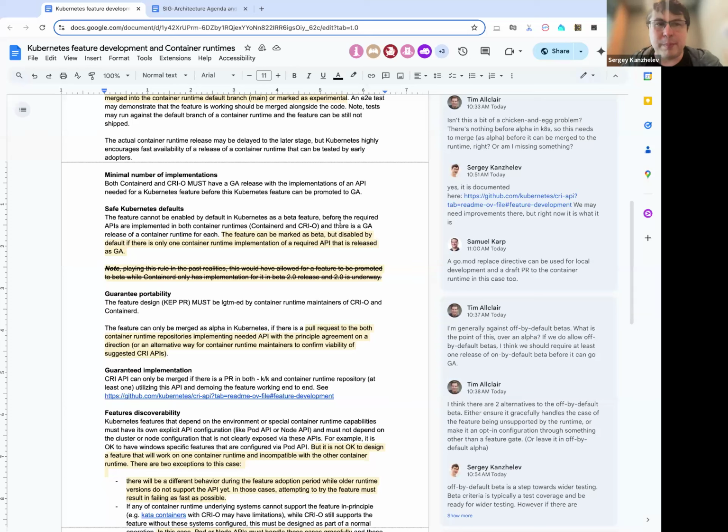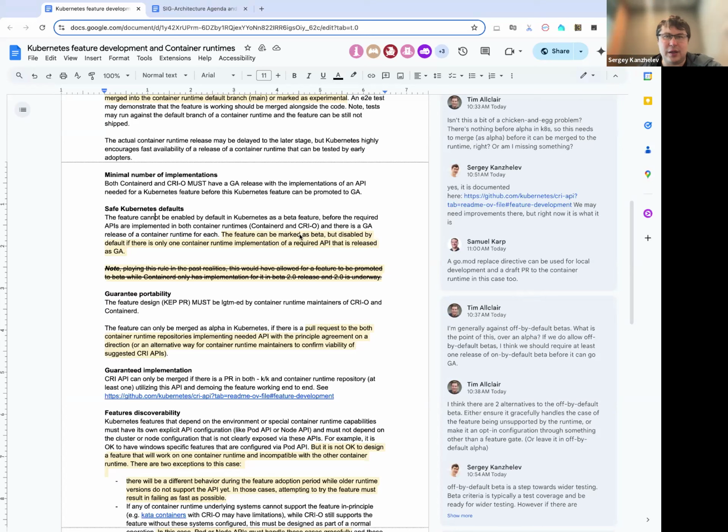This is talking about beta and enabled-by-default features of Kubernetes. So we're saying that if a feature is enabled by default as a beta in Kubernetes, then we need to have both implementations already in GA, like containerd and CRI-O.